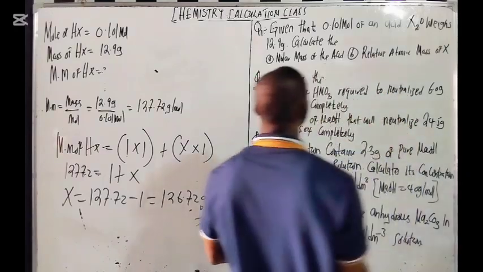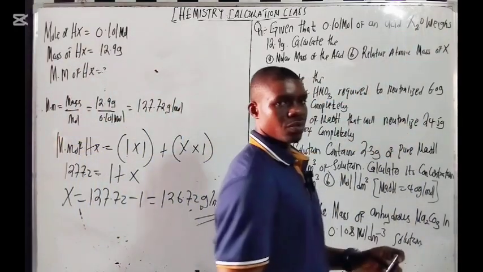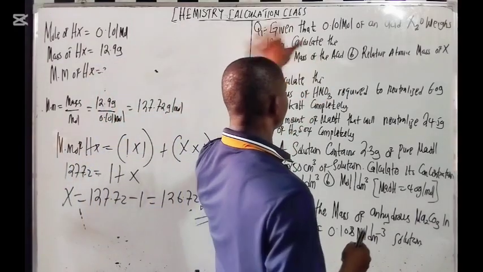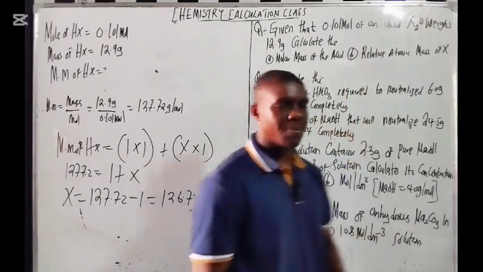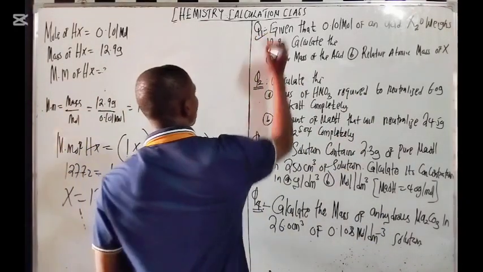Now, what about if I have something like this? X2O, right? Here we have X2O. So go ahead, use the same value here and solve the problem. Just drop your answer in the comment section. So we are done with question one.